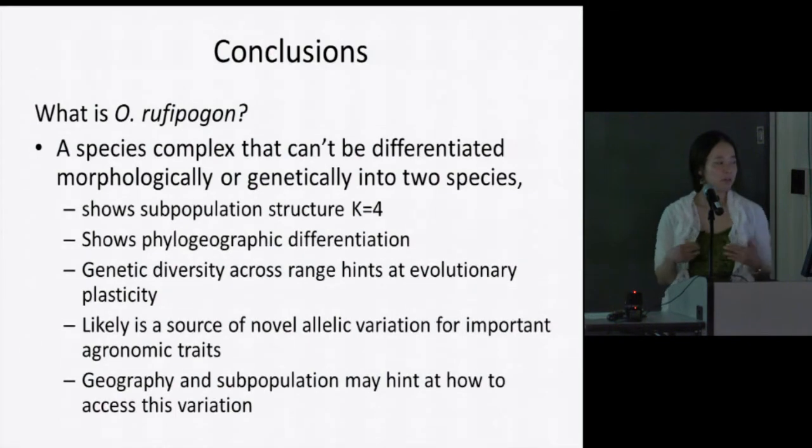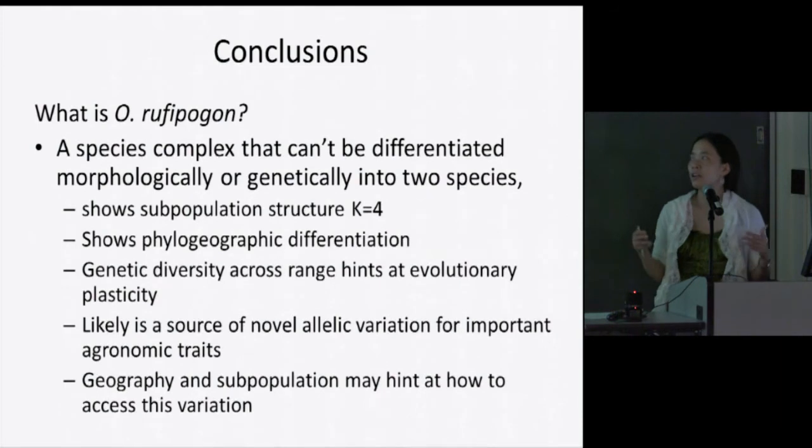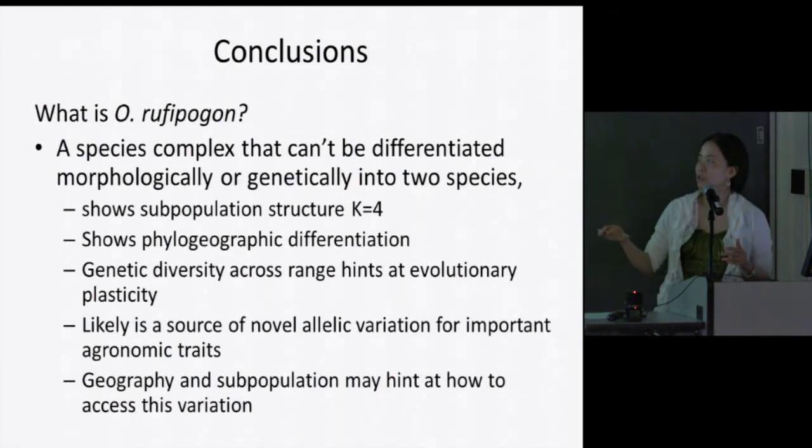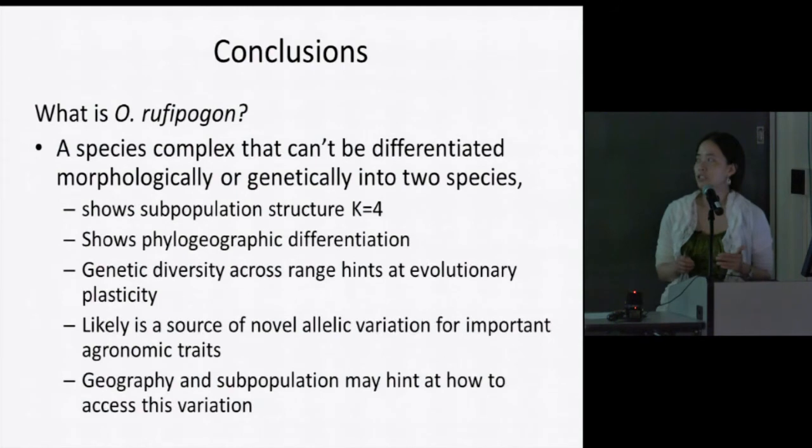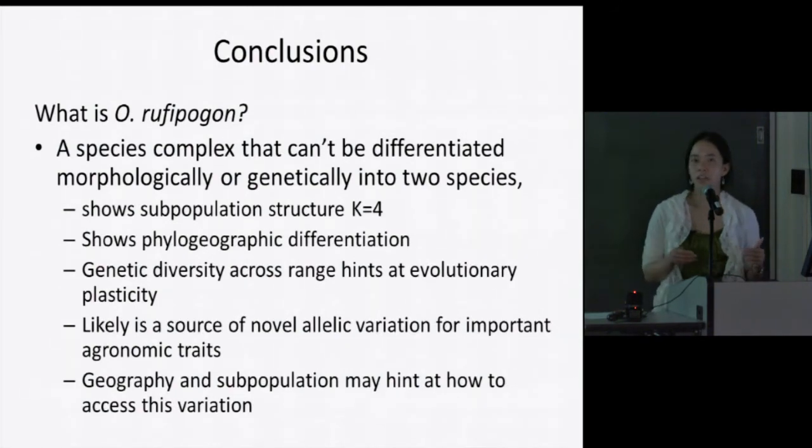So as far as our conclusions to date on rufipogon, what is it? It's really something that we still don't know how to differentiate. It cannot be differentiated morphologically or genetically into the two canonically defined species. Instead, genetically, we're showing subpopulation structure significant at k equals 4, so four different subpopulations, which do show some phylogeographic differentiation, either clustering at the eastern and western range of the complex or across a north to south cline. And we see that genetic diversity across this range hints at some level of evolutionary plasticity.